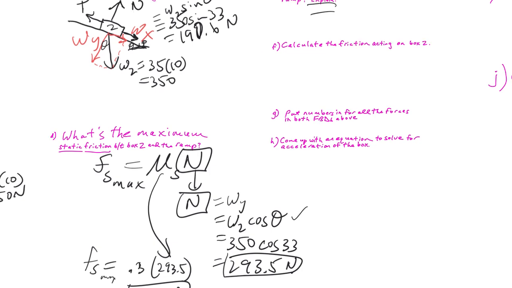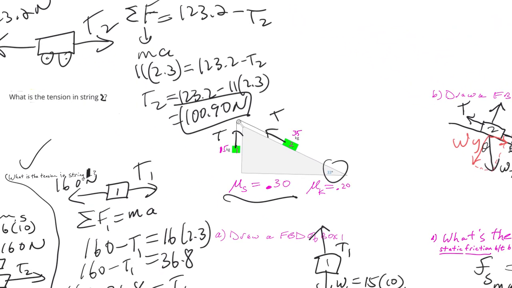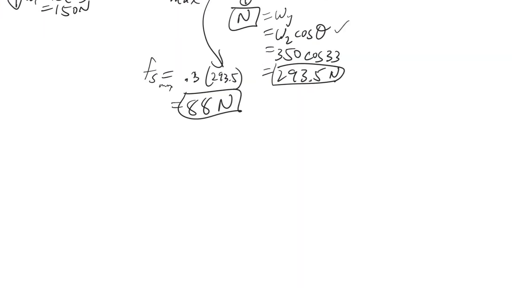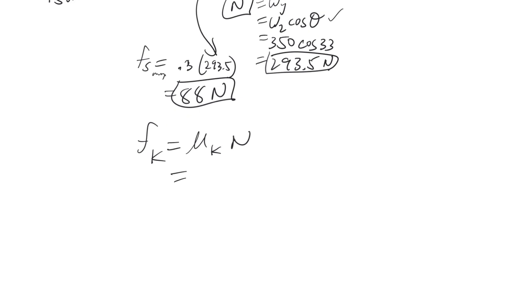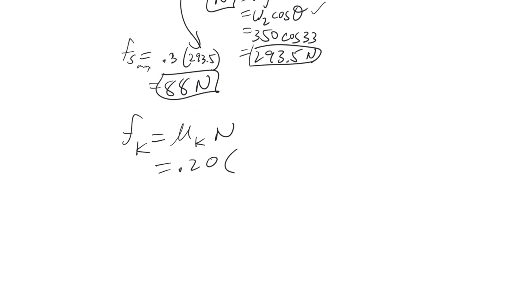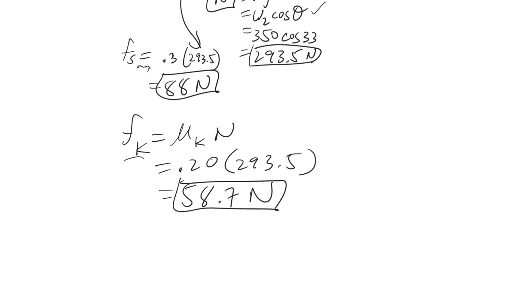So, let's read the problem. While we're at it, find the kinetic friction if it's moving. That'd be μk times N, which would be 0.20 times 293.5. So that equals 58.7 newtons, the kinetic friction. If it was sliding, that'd be the friction, as opposed to the static friction.